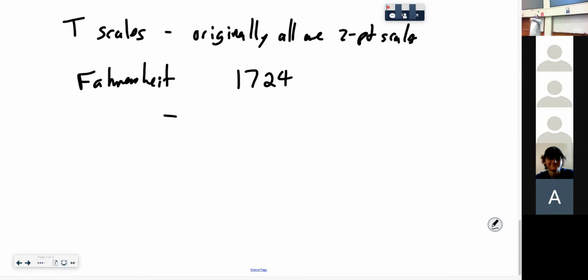We define it now to be freezing is 32 and boiling is 212. Those were not the original 2 points that were used as the scale markers. Let me know what the original 2 Fahrenheit markers were. It's actually 0 and 100. It's not alcohol, but you're on the right track.